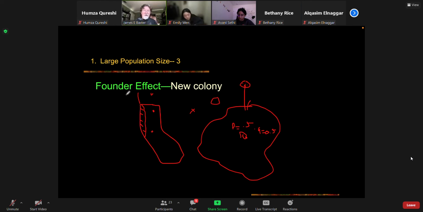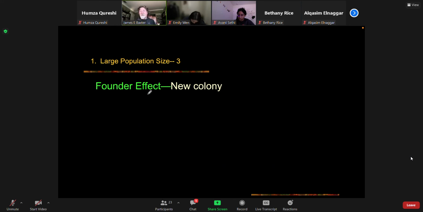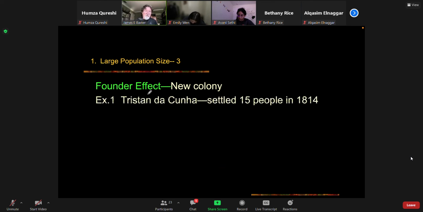Okay, founder, go back to that. So if we have some that escape to a little place, it's a founding population, and that founding population is small, and it may not represent the same allele frequency as was in the original main population, and we get genetic drift. Let me give you some examples.